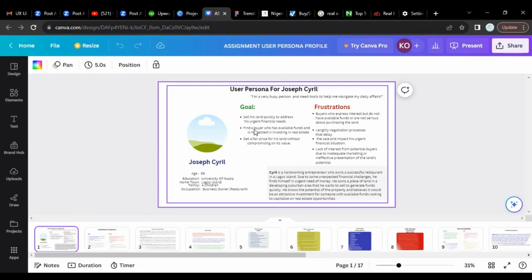And find a buyer who has available funds and is interested in investing in real estate. Get a fair price for his land without compromising on its value. These are what he wished to do. I put that as his goal.